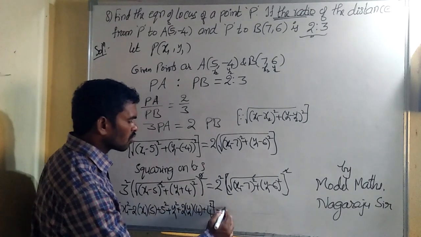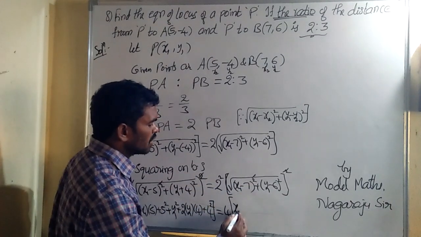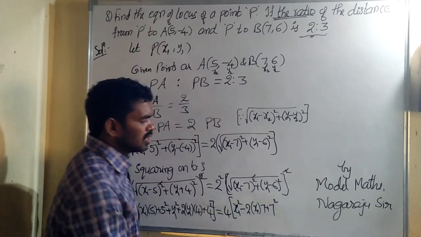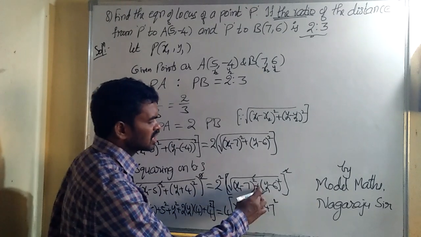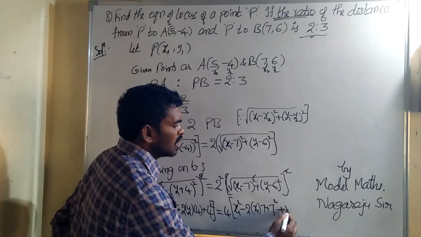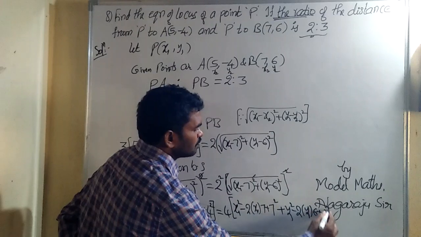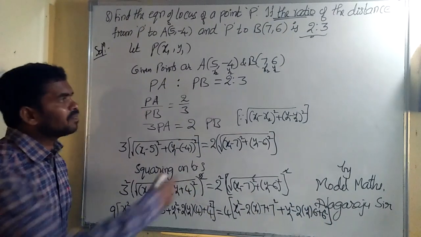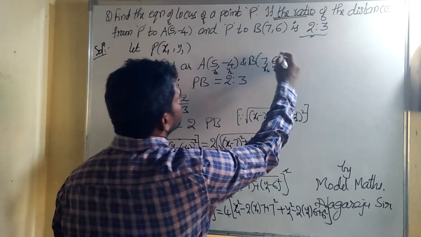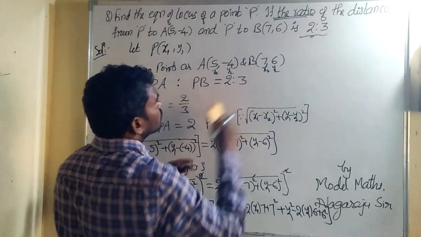2 2s are 4. So 4 into, simplify, in the form of a minus b whole square. So a square minus 2ab plus b square. So x1 minus 7 whole square means this. Next plus means plus. Next this is also a minus b whole square, means a square minus 2ab plus b square. In the next step I will simplify this. So 9 into means 9 into only. Please note down. I am just removing this.